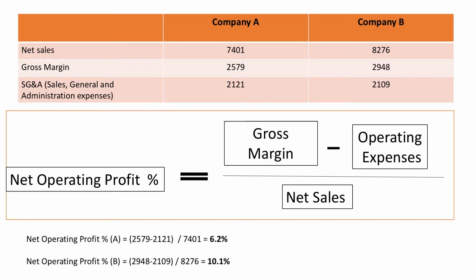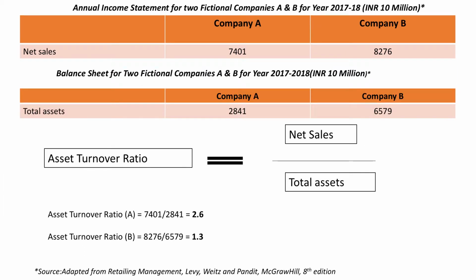In terms of profit management, B has higher operating profit margin than A, and hence it is doing better than A. However, from the asset management path we understand that A has higher asset turnover ratio than B, and hence it is doing better than B.